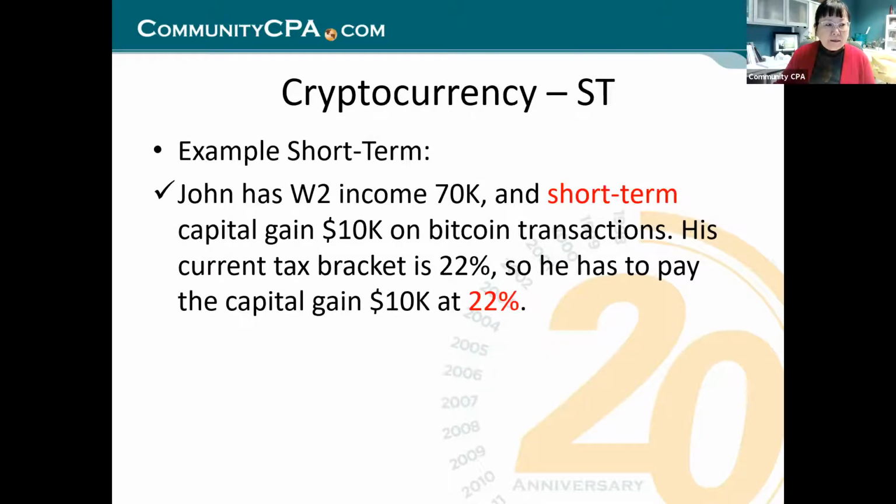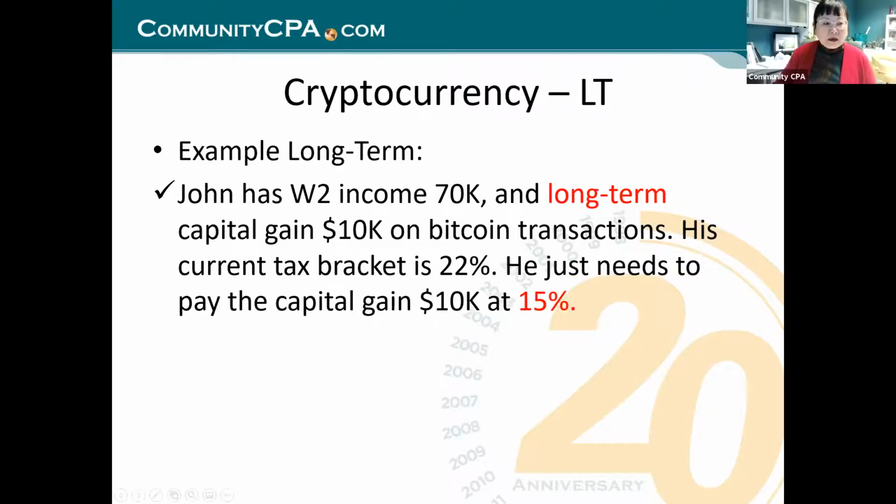The short-term gain example is, John has W-2 income of 70K and a short-term capital gain of 10K from Bitcoin transactions. So his current tax bracket is 22%. He'll have to pay 10K at 22%, so $2,200 in taxes will need to be paid. We're talking about federal dollars, okay? I know the people listening to our webinars are from different states. Some states don't even have a state tax rate. Some states do, and the rates are different. So you want to think of it the same way. That 10K times 22% is simply the federal rate.